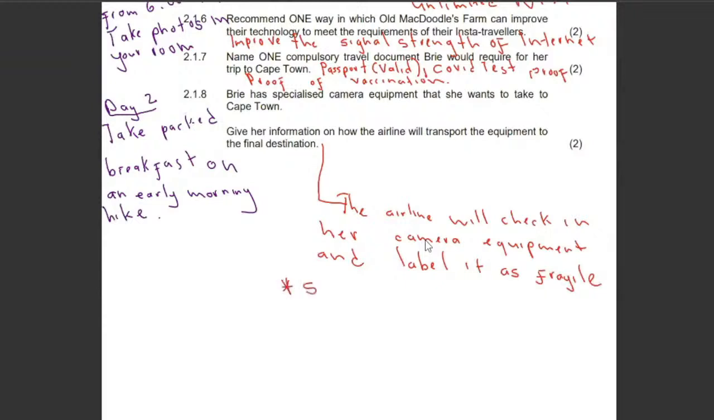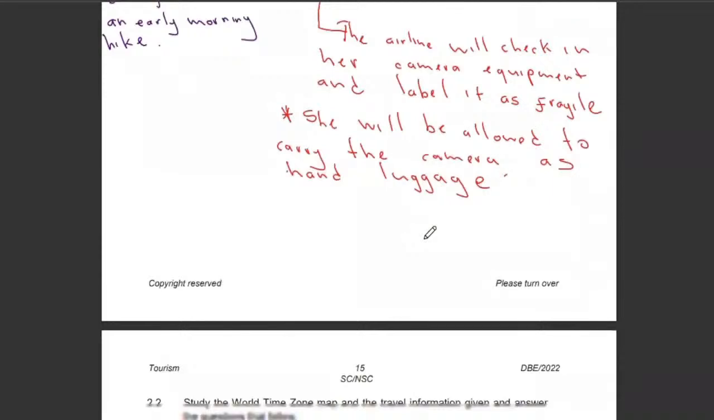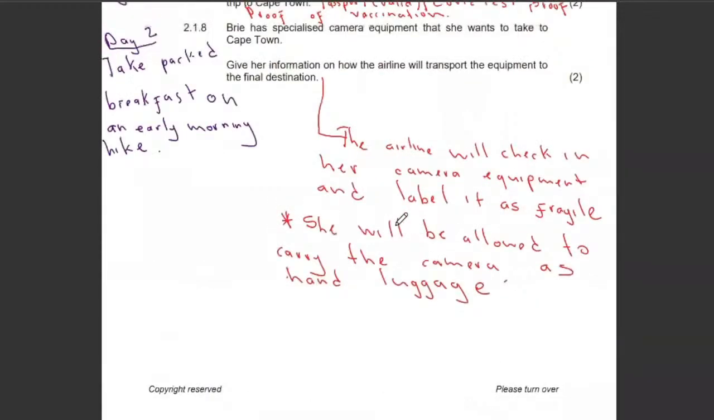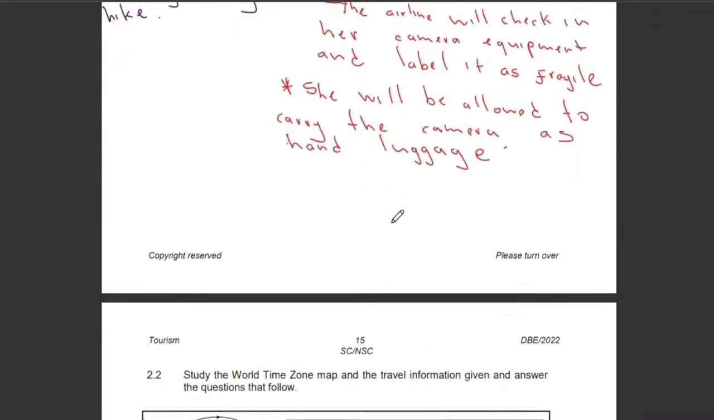Then she will be allowed to carry the camera as hand luggage. She will be allowed to carry the camera as part of her hand luggage, which is allowed on the plane. So these are the two ways she can use to carry her camera on board.